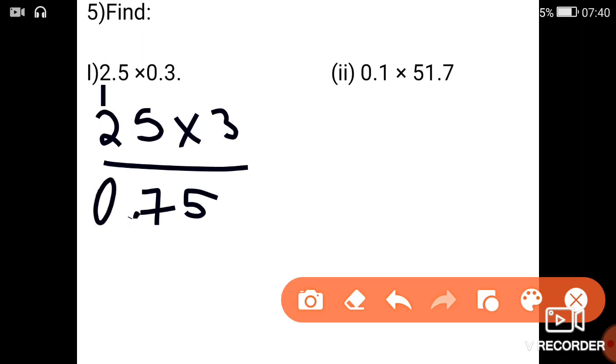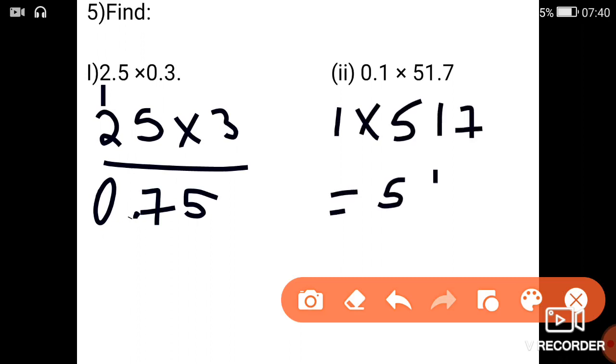Next, second problem, we have 0.1 into 51.7. So, we will write it as a whole number. 1 into 517 is 517. Now we will place the decimal point. So there are 2 digits after the decimal places in 0.1 and 51.7. So we will place the decimal point after 2 digits, that is 5.17.